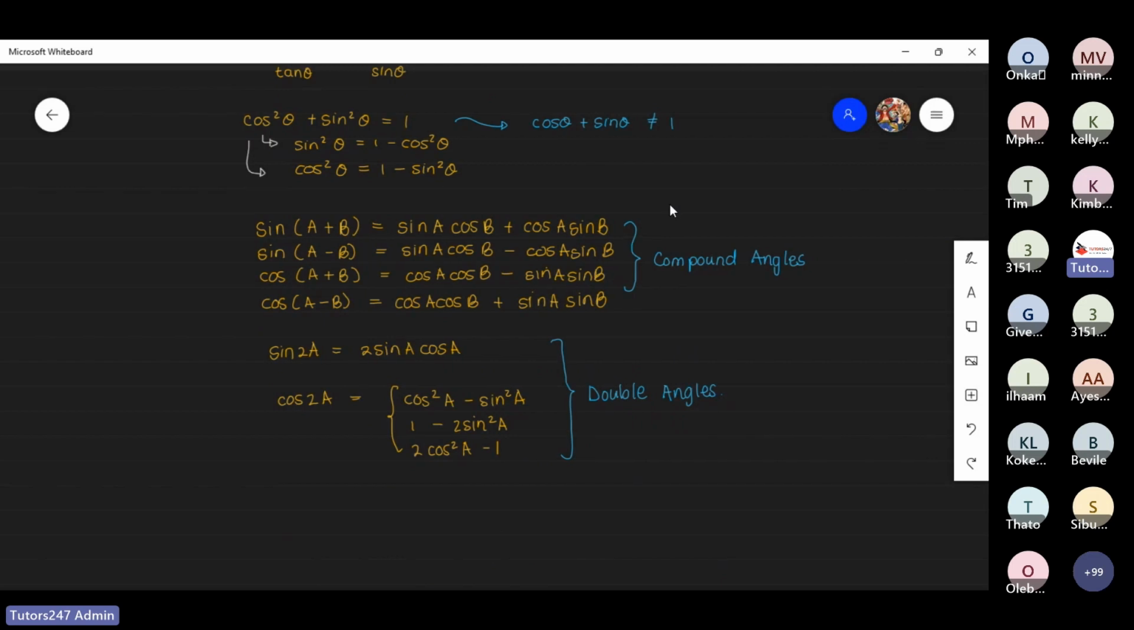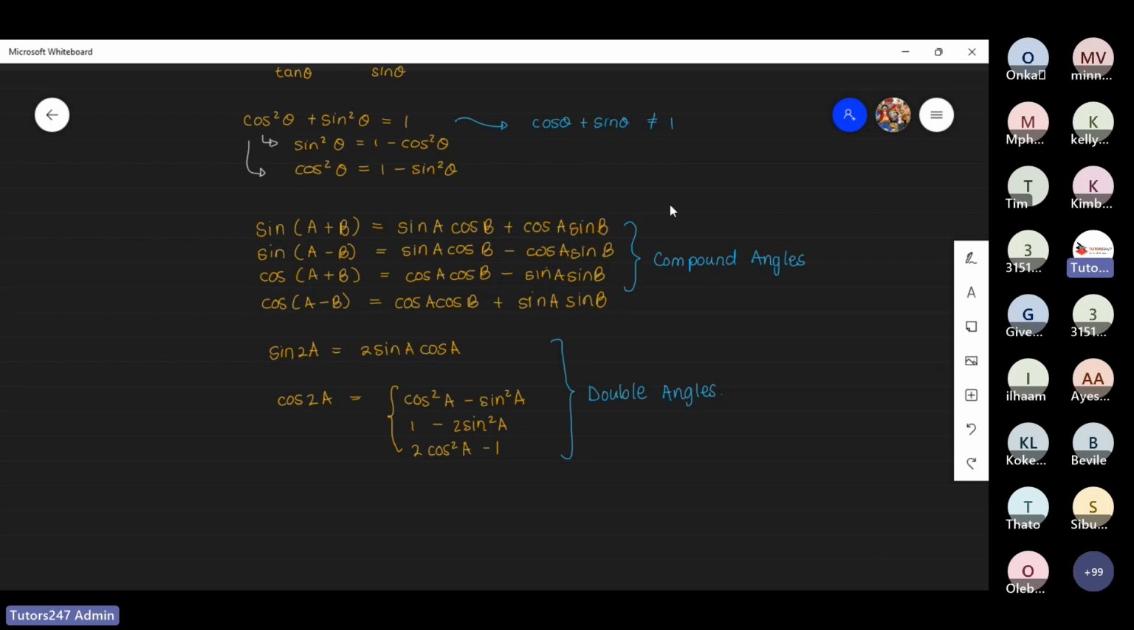Now, next up, we've got our compound angles. These are something that you should know. You don't have to memorize it, but you should know how to use it. So you should know how to expand it, meaning to go from the left side to the right side. And you should know how to simplify it by going from the right side to the left side.